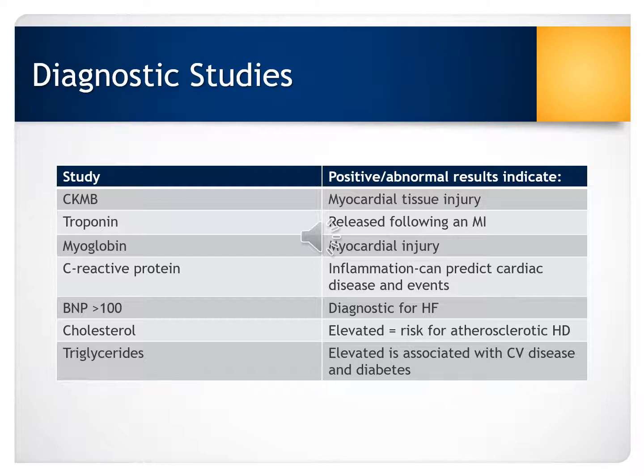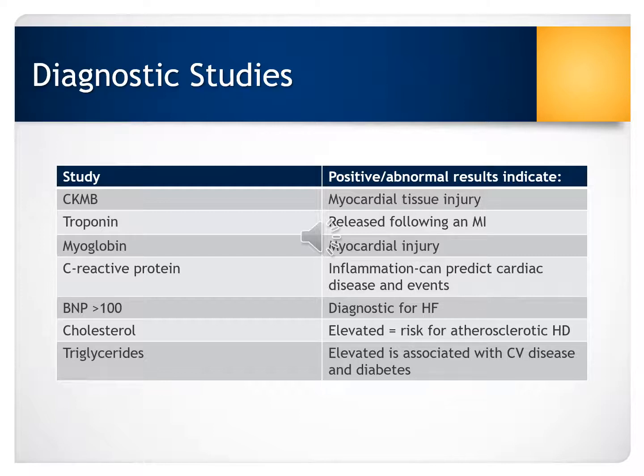Troponin is also a cardiac marker. It is a myocardial muscle protein that is released into circulation after injury. Myoglobin is also released after myocardial injury.